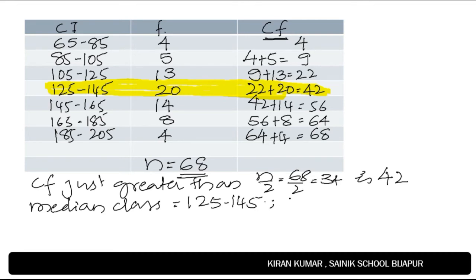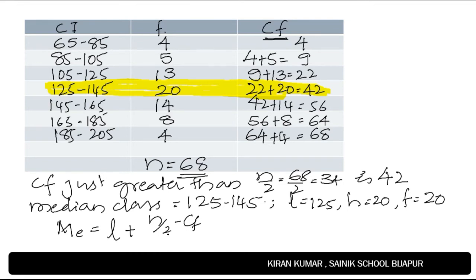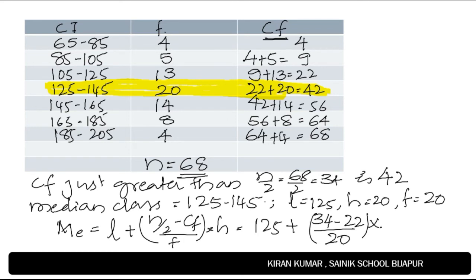Here, the lower limit of the median class is 125, class size is 20, the frequency of the median class is 20. Let's use the formula. Median is equal to the lower limit plus n by 2 minus the cumulative frequency upon the frequency, multiplied to class size. 125 plus n by 2 value is 34 minus the cumulative frequency of the preceding median class, which is 22, divided by the frequency 20, multiplied to 20. The 20 will get cancelled. We'll be getting 137.